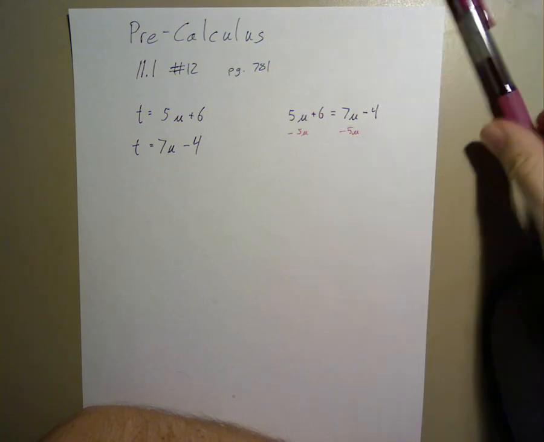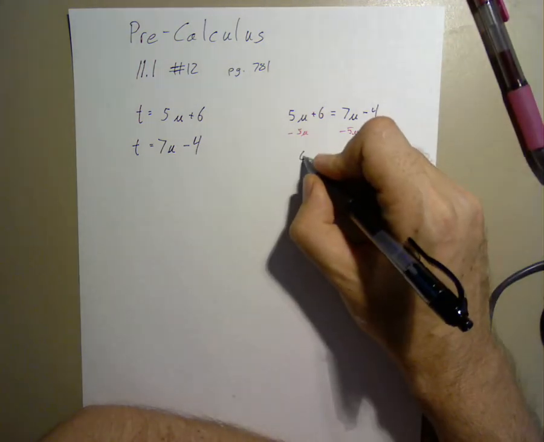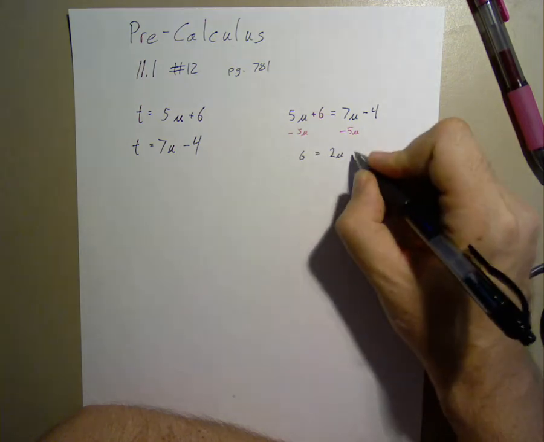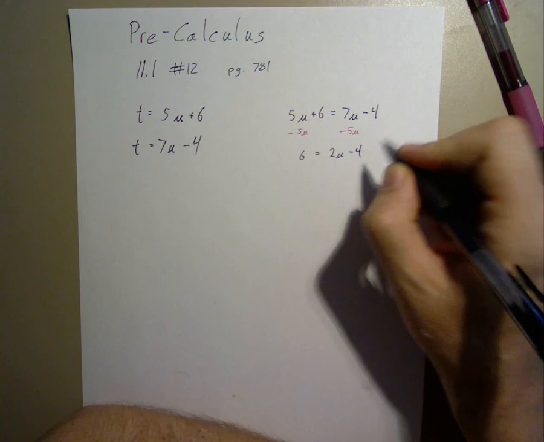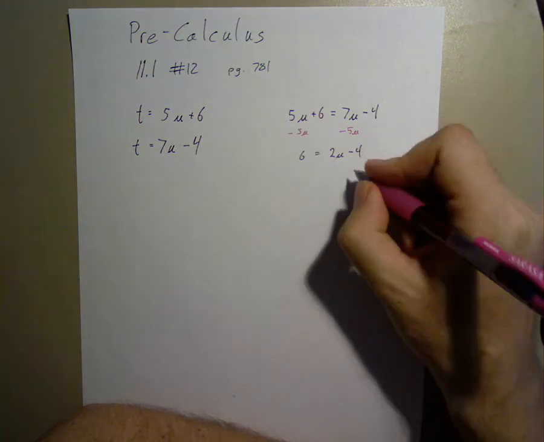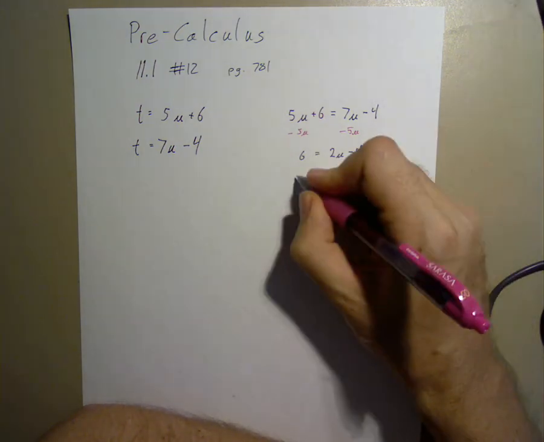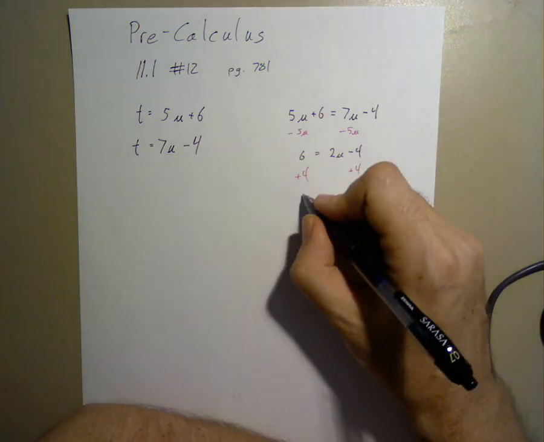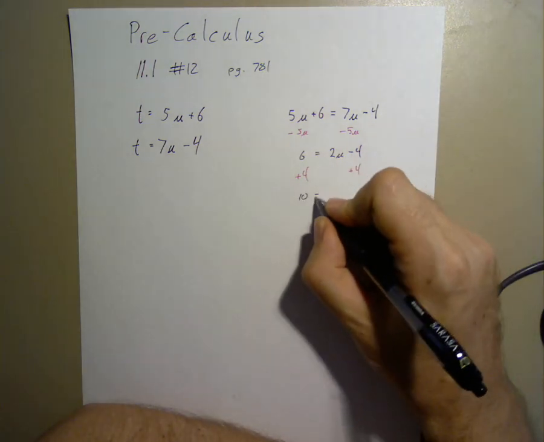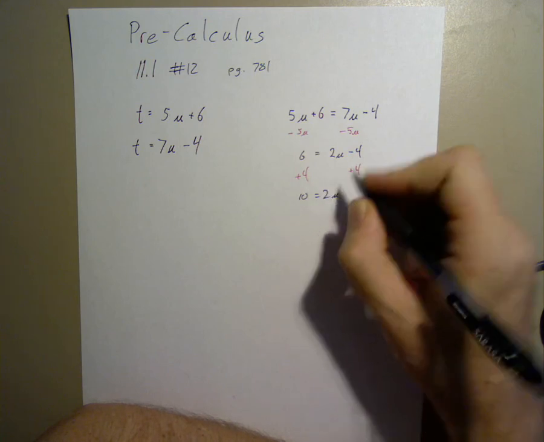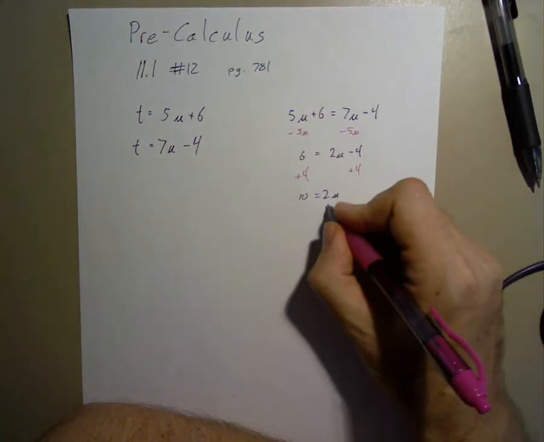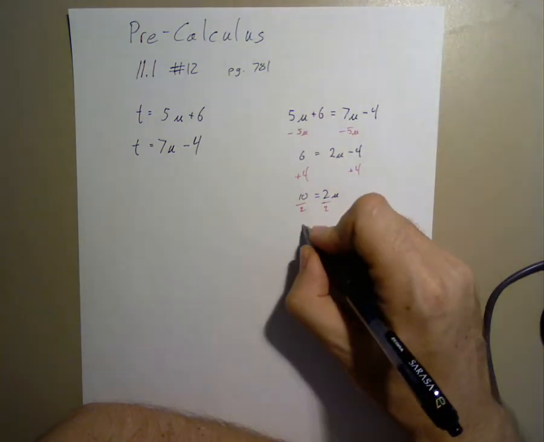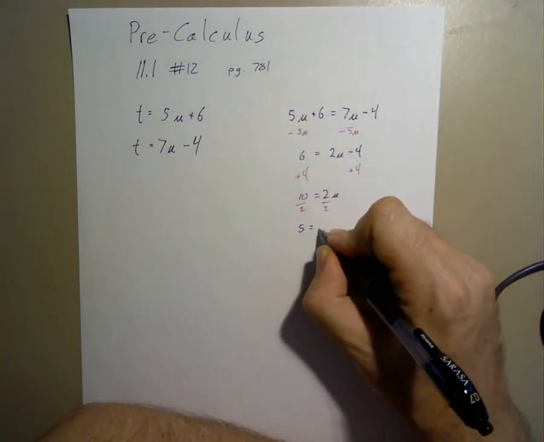This leaves me with 6 equals 2u minus 4. I will then add 4 to each side. I'm left with 10 equals 2u. Divide each side by 2. 5 equals u.